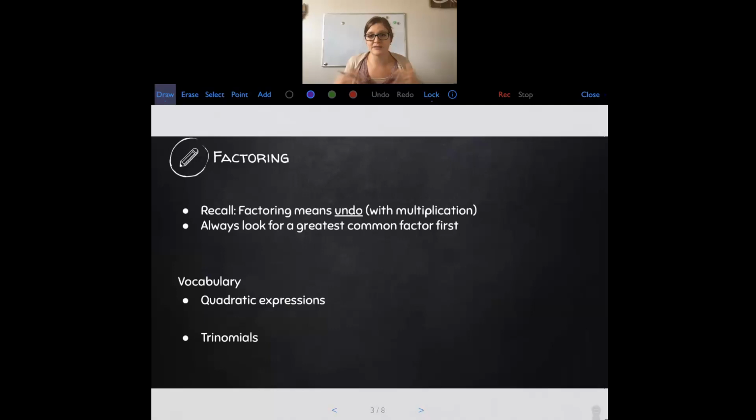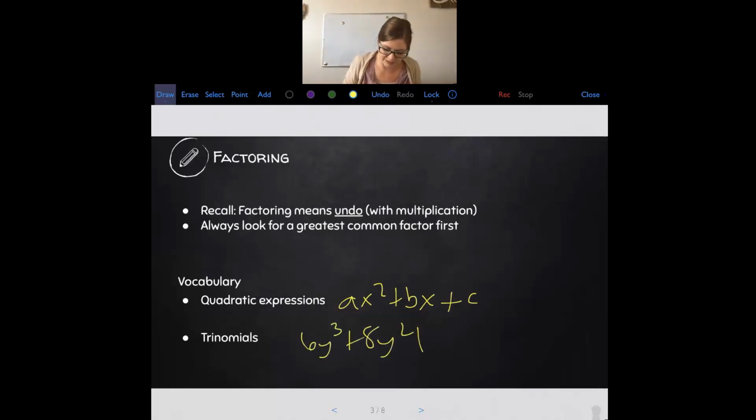Remember that factoring means to undo with multiplication, and then we always look for a greatest common factor first when we're factoring. Some vocabulary that I just wanted to go over: a quadratic expression is specifically in the form of ax squared plus bx plus c. For some of the instructions, you might see it as factor the trinomial, which really just means it's a polynomial that has three terms. So that could be 6y cubed plus 8y squared plus 9y or something like that. Anything that has three terms. So even a quadratic expression is a trinomial because it has three terms.